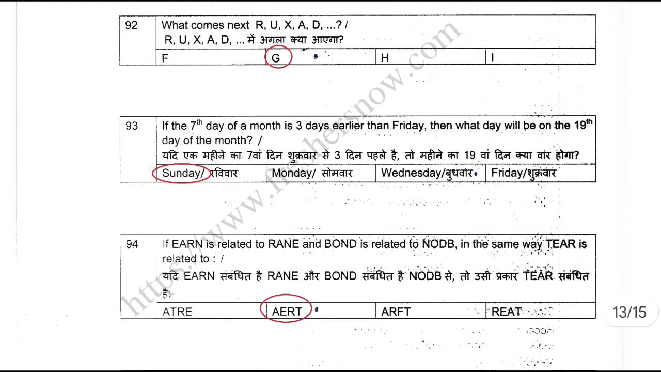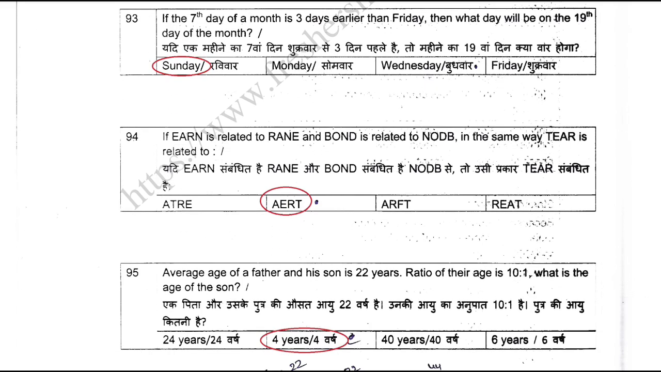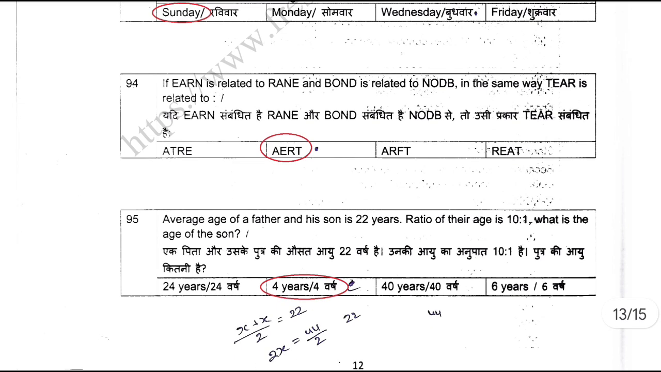If the 7th day of the month is 3 days earlier than Friday, then what will be the 19th day of the month? Sunday. If EARN is related to RANE, then BOND is related to NODB. In the same way, TIER is related to AERT.